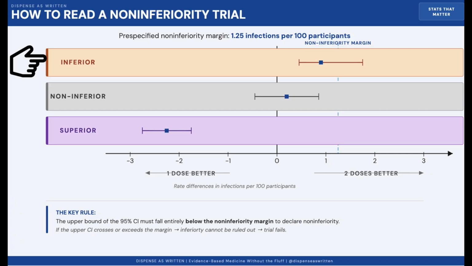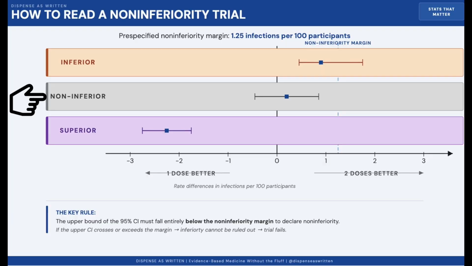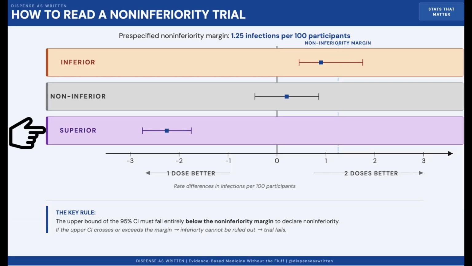The top band is inferior. The confidence interval crosses the margin, or it sits entirely beyond it. You cannot rule out that the new treatment is unacceptably worse. Trial fails. The middle band is non-inferior. The entire confidence interval, including the upper bound, sits below the margin. The new treatment might be a little worse, it might be identical, it might even be better. But you've ruled out unacceptably worse. Trial passes.